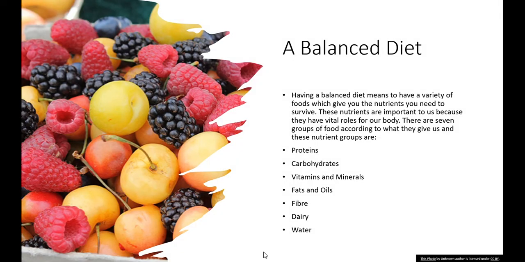Now, a balanced diet is very good for your health. Having a balanced diet means to have a variety of foods which give you the nutrients you need to survive. These nutrients are important to us because they have vital roles for our body. There are 7 groups of food according to what they give us, and these nutrient groups are proteins, carbohydrates, vitamins and minerals, fats and oils, fiber, dairy, and water. Now, you might not have heard water, and you might be asking why water is a food group. We'll get to that later.